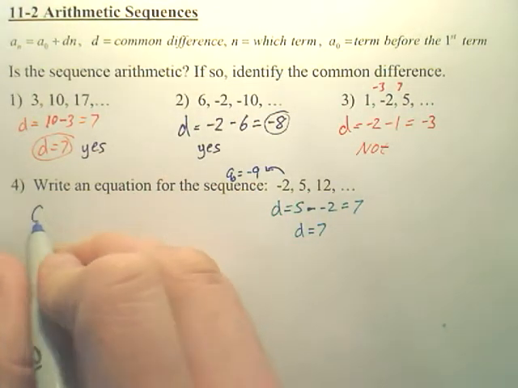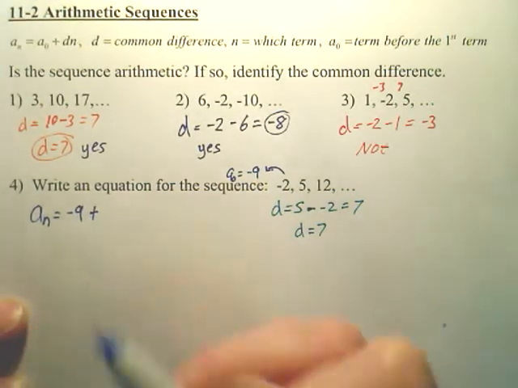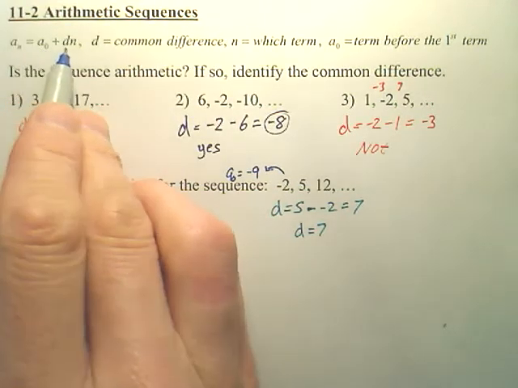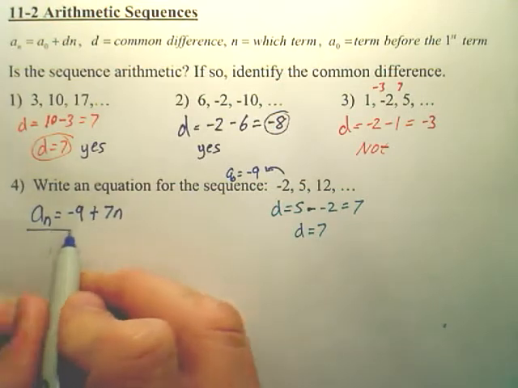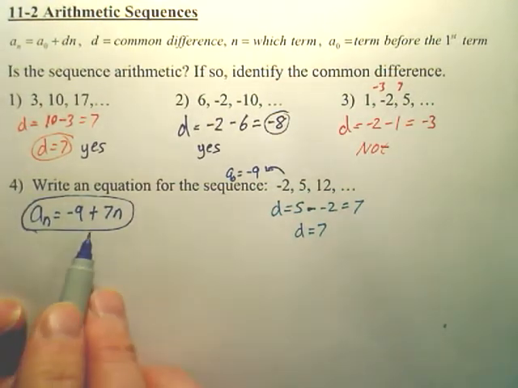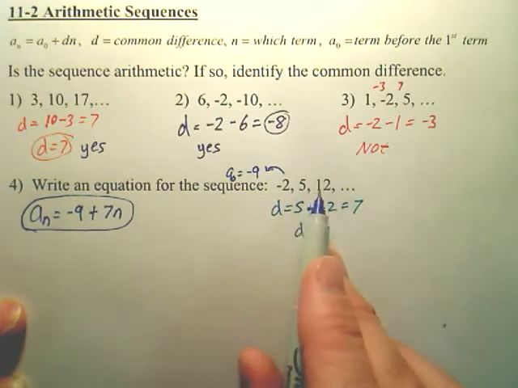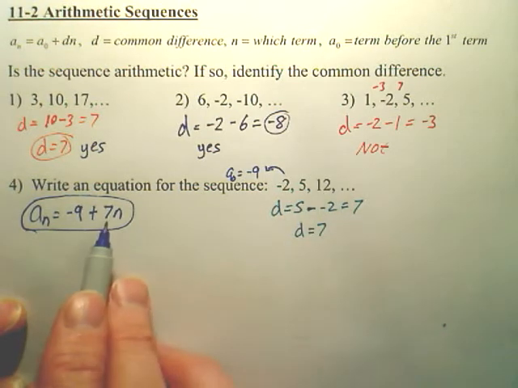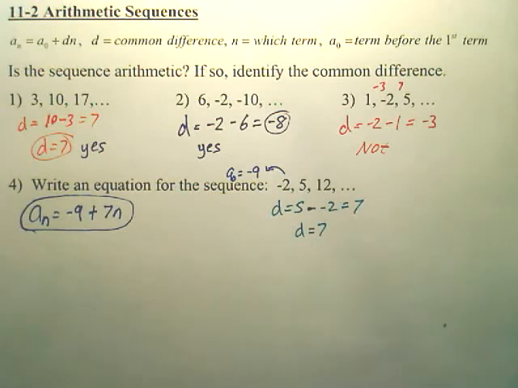So, my formula is simply going to be negative 9 plus 7n. Negative 9 is A0, 7 is D, n is part of the function. That is the rule for my sequence. Meaning, if I plug in 3 to this formula, I should get 12. If I plug in 2 for n, I should get 5, because that's my second term. That is my rule. That is the equation for the sequence.